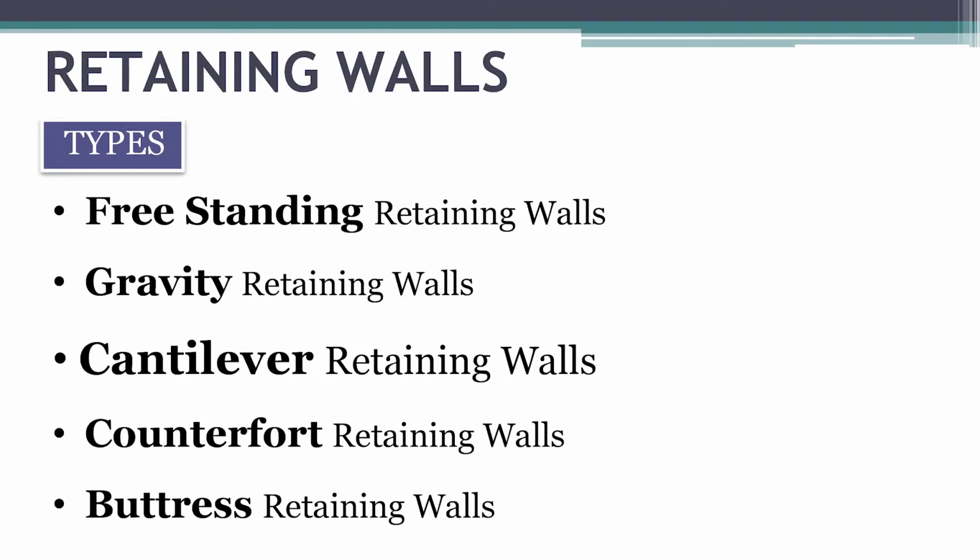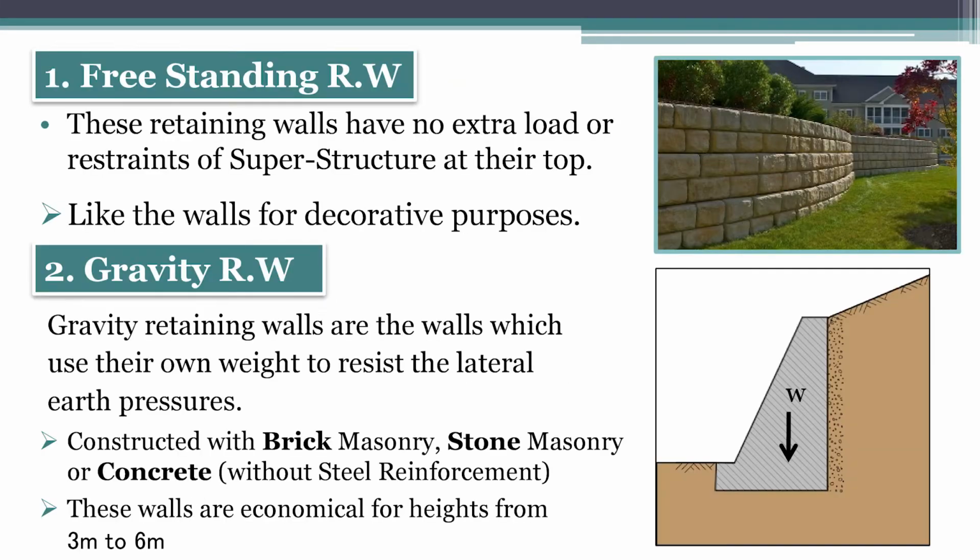Next, we have the types of retaining wall. First type is freestanding retaining wall. Second is gravity retaining wall. Third is cantilever retaining walls. Fourth and fifth are nearly similar, having the same design, but having one main difference that we will discuss in the coming video. So, first type is freestanding retaining wall. These retaining walls have no extra load or restraints of superstructure at their top, means they are free from load, and these retaining walls are mainly used for decorative purposes.